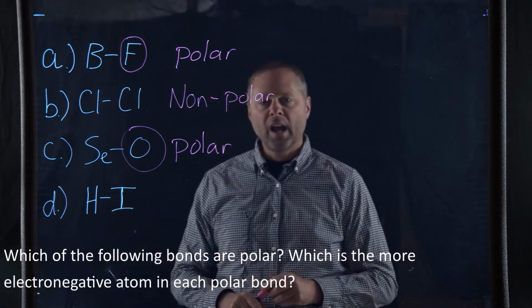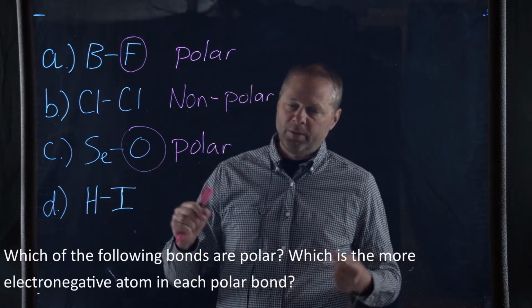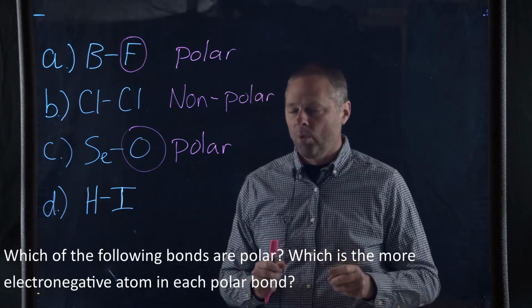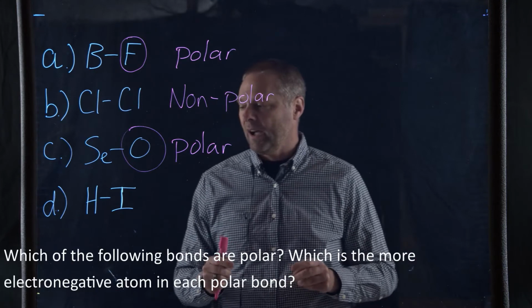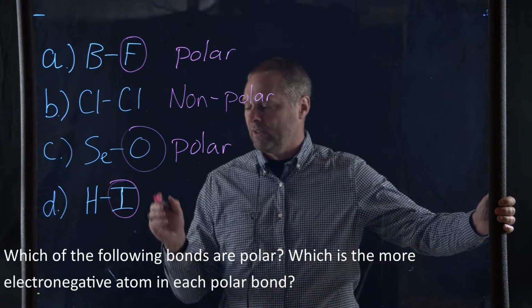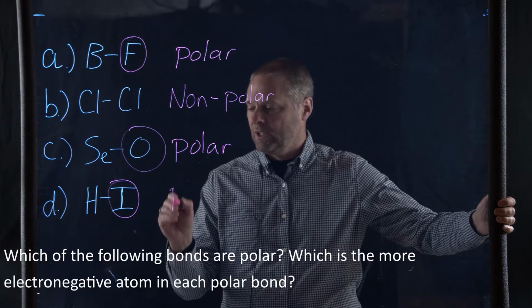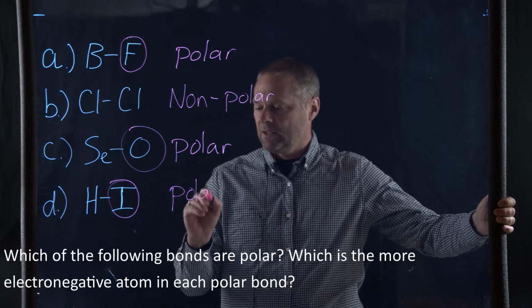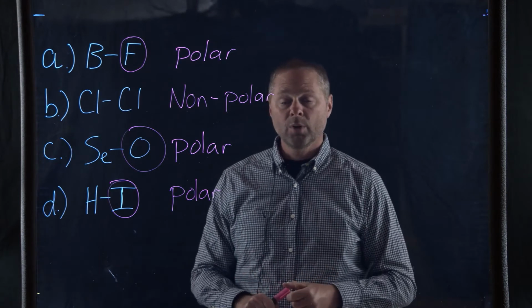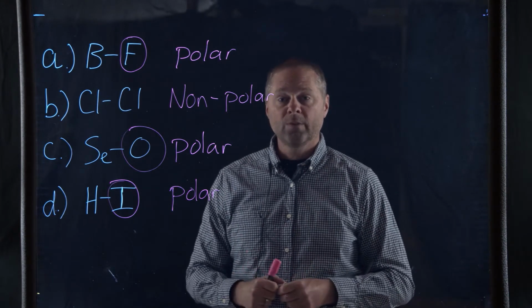We have hydrogen and iodide. Iodine is going to be fairly far down the periodic table, but because it's a halogen, it's going to be more electronegative than hydrogen is. And so iodine is going to be the more electronegative species, thus resulting in this bond being polar. Okay? The next problem we're going to do will be dealing with formal charge.